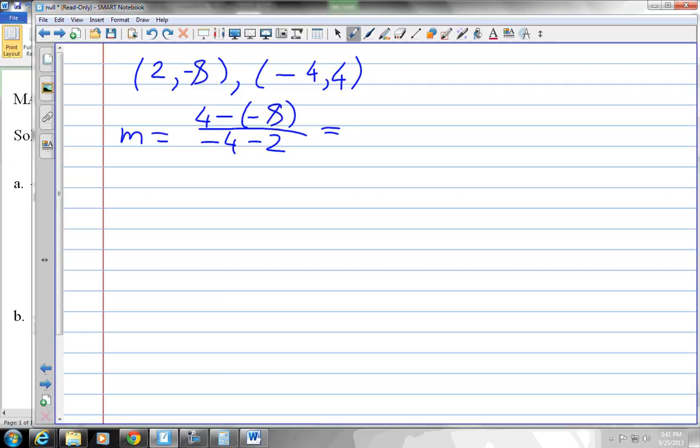So what is in the numerator? 12. Because 2 negatives give me a positive. So it's 4 plus 8. So that's 12 over negative 6. I don't know, all my slopes today come out negative for some reason. So negative 2. So it means 2 down, 1 over. Okay?